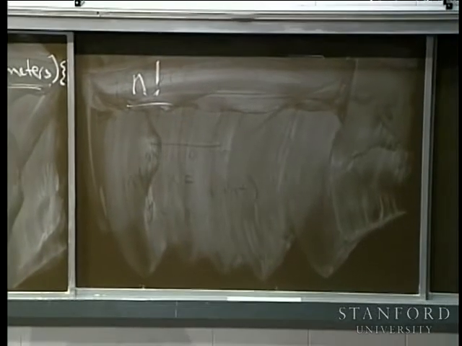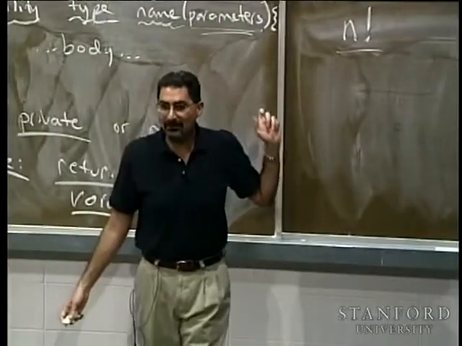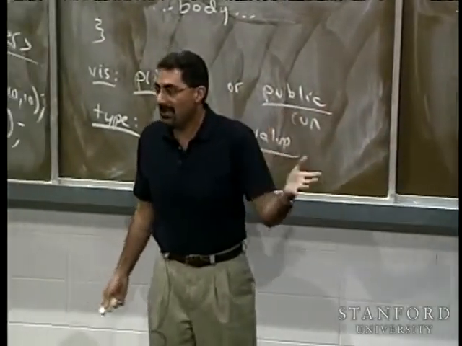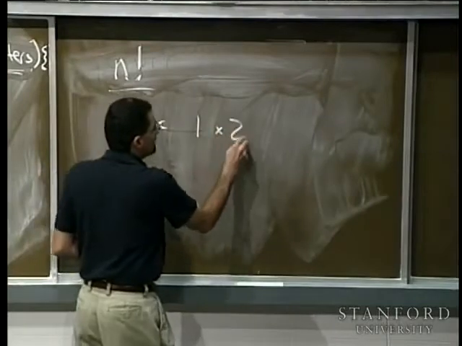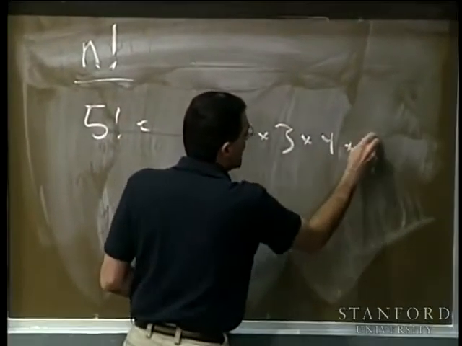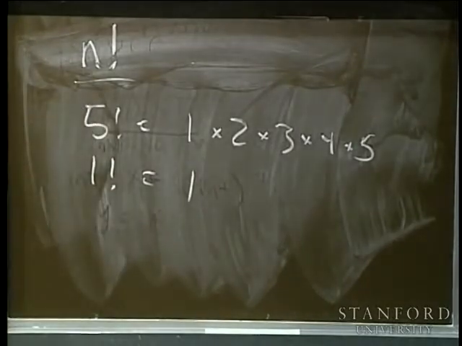Now there's a couple people who were sleeping. What was he talking about? N factorial, and all n factorial is, is multiplying all the numbers from 1 up to n. Okay? So 5 factorial, strangely enough, is just 1 times 2 times 3 times 4 times 5. And 1 factorial is just 1. And here's the bonus question, what's 0 factorial?